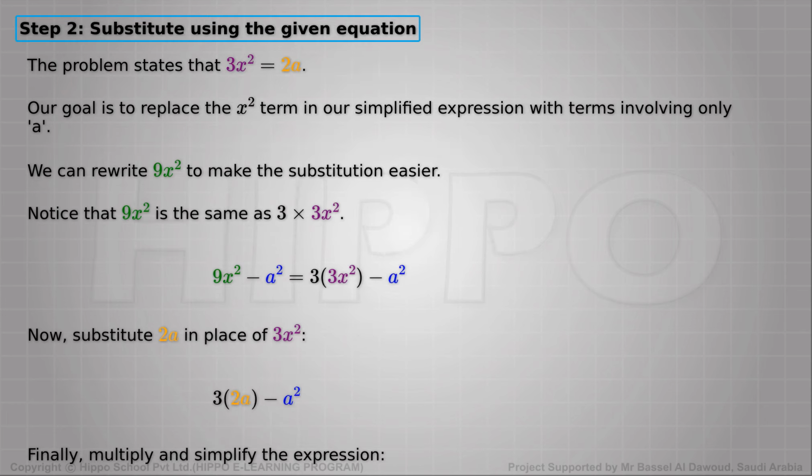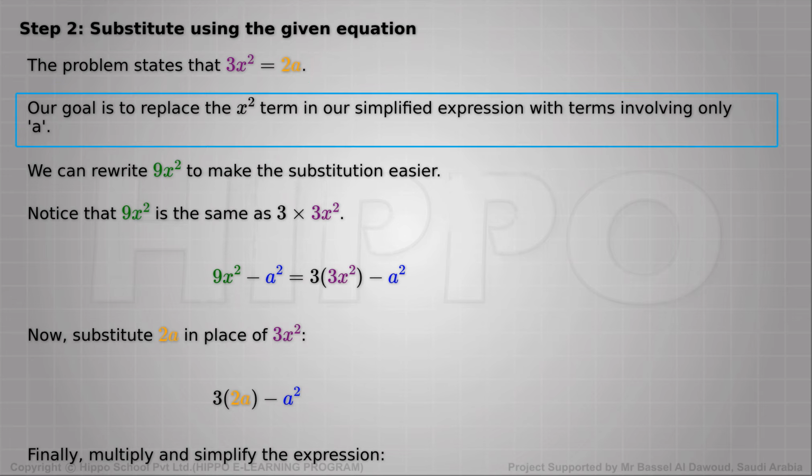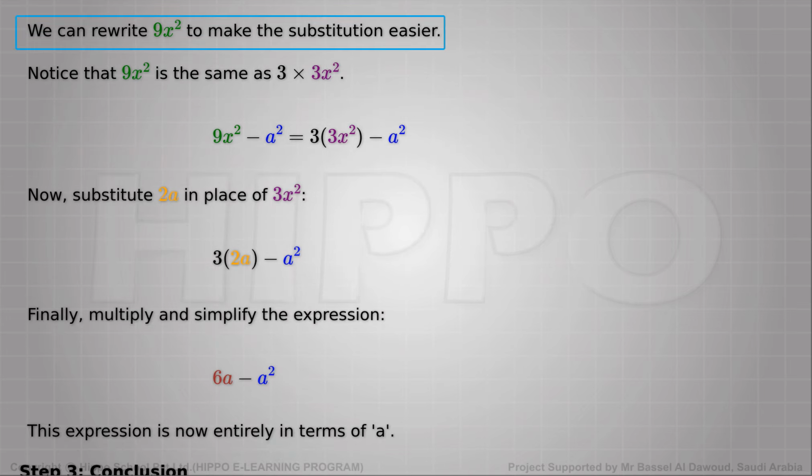Here's where we bring in the other piece of information from the question. The problem states that 3x squared is equal to 2a. Our goal now is to use this fact to eliminate the x squared from our simplified expression, 9x squared minus a squared. Now you might be wondering how we can use 3x squared when our expression has 9x squared.